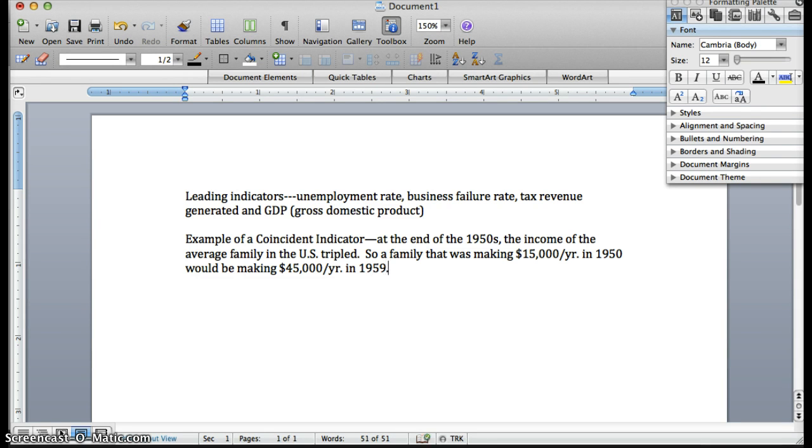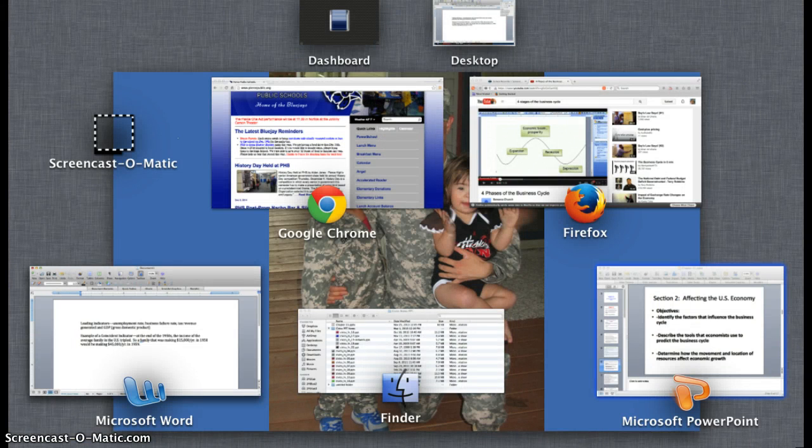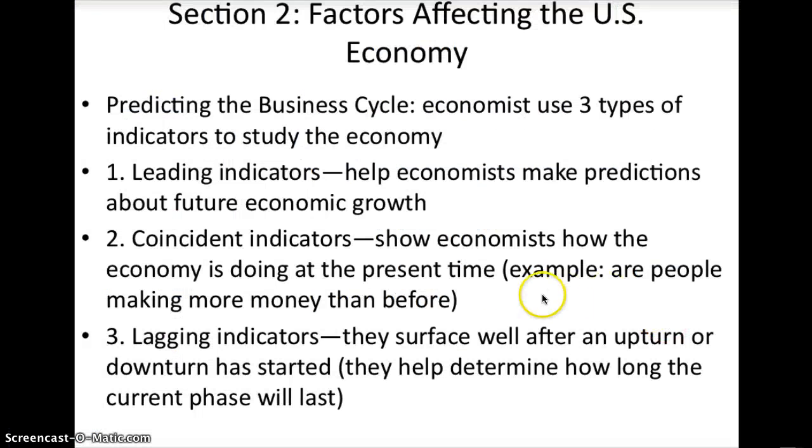So there's an example of a coincident indicator: at the end of the 1950s, the income of the average family in the U.S. had tripled. A family that was making $15,000 a year in 1950 was now making $45,000 a year in 1959. That's a huge increase. And at no other time in the history of the U.S. has our economy expanded the way that it did in the 1950s.